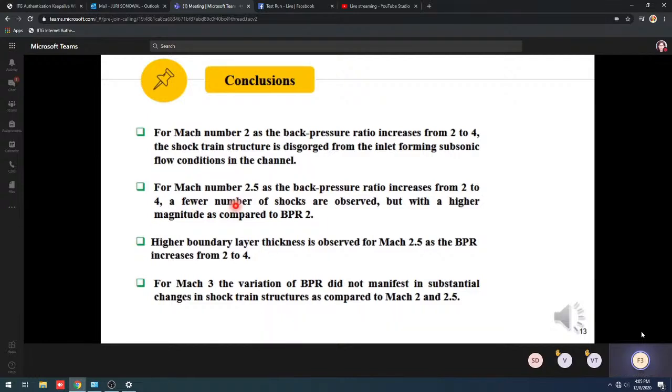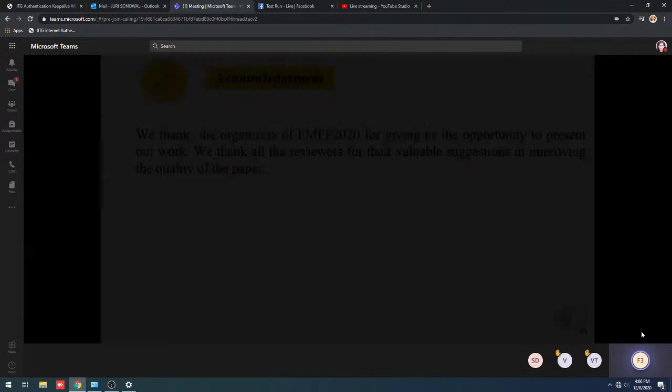For Mach 2.5, as the back pressure ratio increases from 2 to 4, a fewer number of shocks are observed, but with higher magnitudes as compared to BPR 2. Higher boundary layer thickness is observed for Mach 2.5 as the BPR increases from 2 to 4. For Mach 3, the variation of BPR did not manifest in a substantial change in the shock train structures as compared to Mach 2 and 2.5.